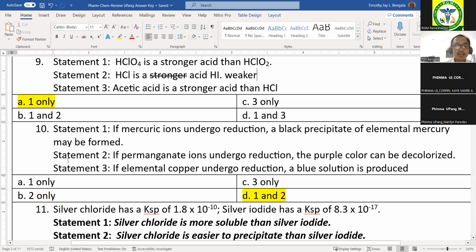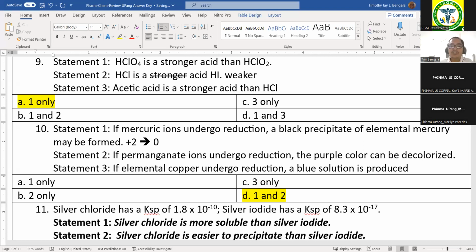Now, question number 10. Statement 1, if mercuric ions undergo reduction, a black precipitate of elemental mercury may be formed. That is correct kasi process talaga yun ng reduction. Nabanggit natin, if dissect niyo yung statement, naging positive 2 papuntang 0. So, in that process, that is actually reduction. Kasi from a high number to a lower oxidation number, then that is the classic definition of reduction. So, statement 1 is correct.